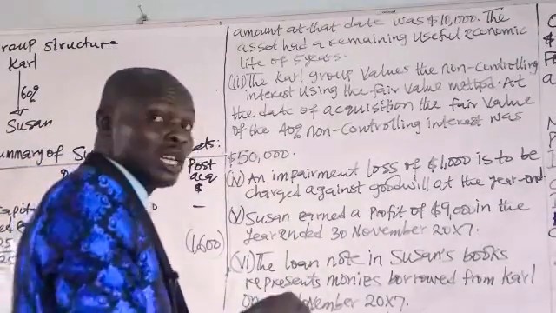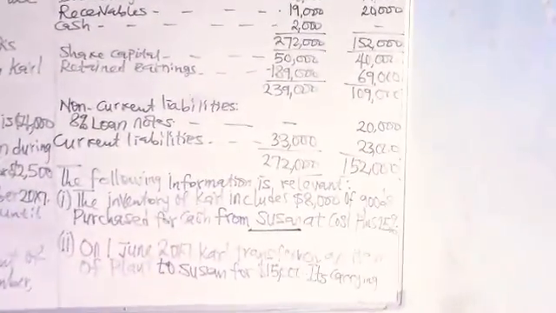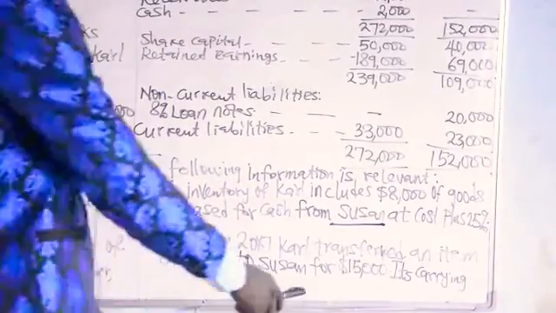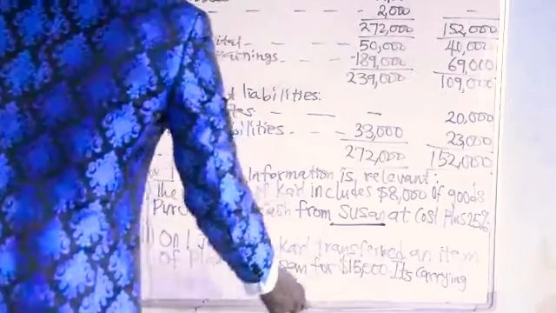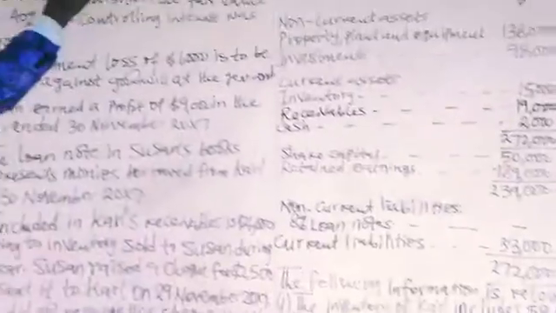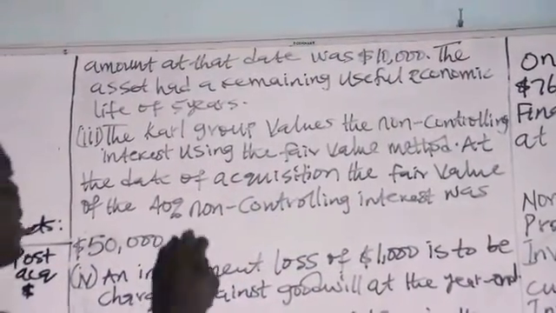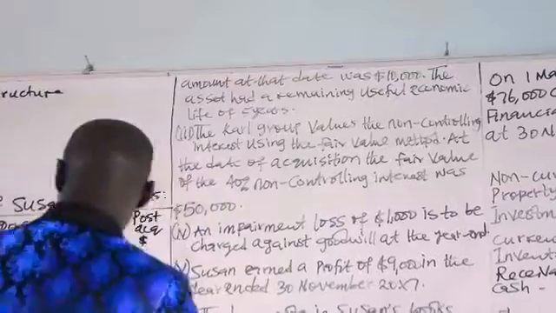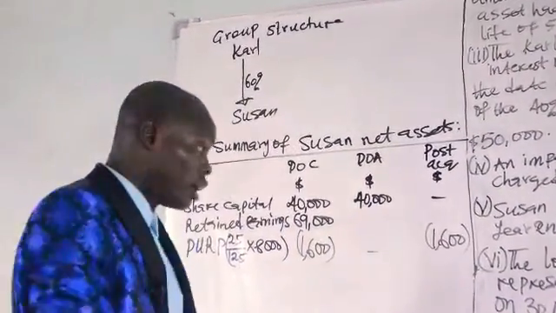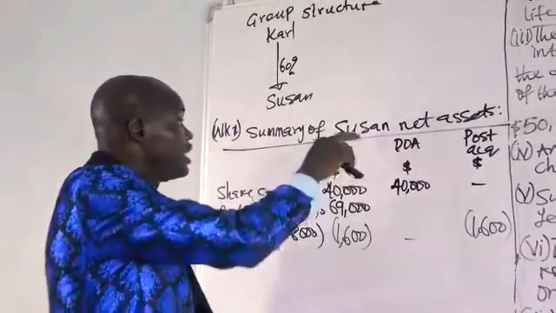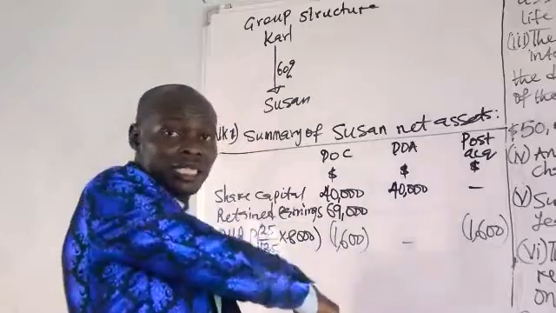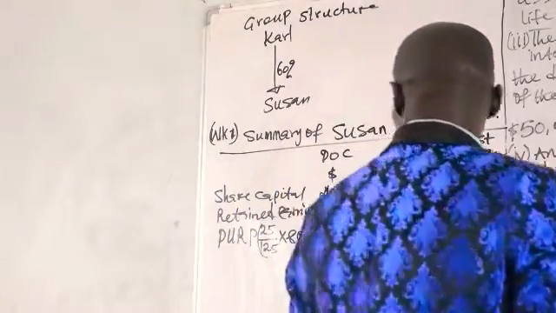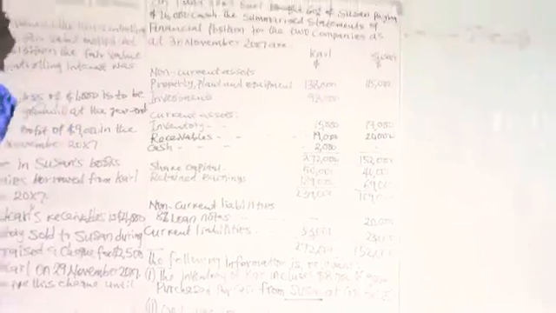Then the question you should also ask yourself, just like the case of inventory, is who is the seller? On 1st of June 2007, Carl transferred. Carl is the seller. That means the profit of 5,000, the difference between 15,000 and 10,000, will be deducted from the profit of Carl, since Carl is the seller. So you are not going to adjust for that profit here, because this summary of net assets is Suzanne's net assets, not Carl's. It is the subsidiary's net assets, not the parent's. So you will not need to adjust for that profit here.